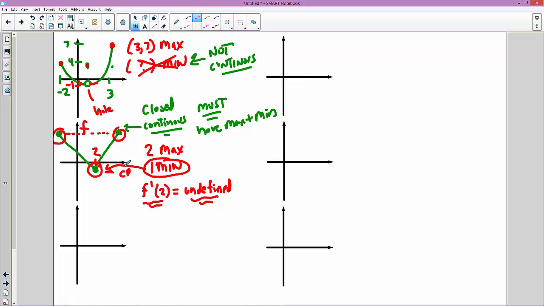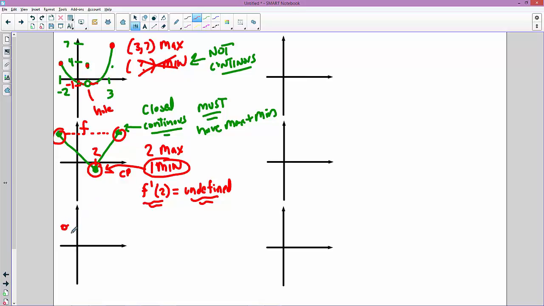So for absolute value functions, or also for rational functions, we'd set the denominator equal to 0, and we have to look at that to see if that's the case. All right, let me draw one more here.